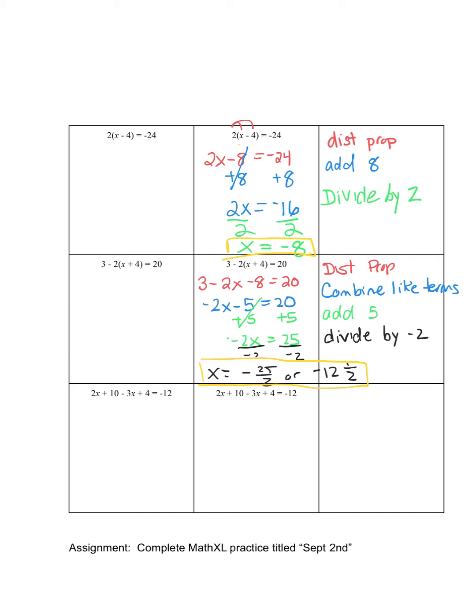All right. In our last problem here, we do need to start by combining like terms. I see that I have a 2x and a negative 3x that will combine for a negative 1x. And I have a positive 10 and a positive 4, and that will combine for 14. I'm now ready to work with inverse operations. I see plus 14, so I will use my inverse and subtract 14.